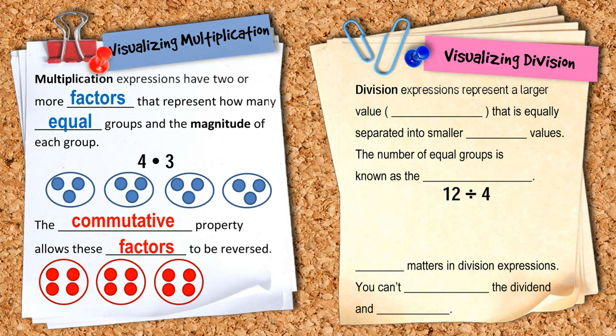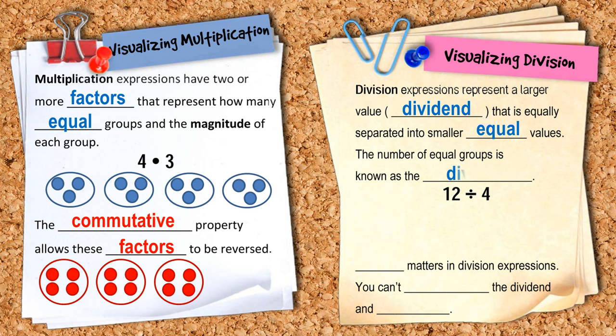Division expressions represent a larger value, which we would call the dividend. This is also the first value. This doesn't have to be larger, but in most traditional ways of thinking of division, you've probably seen it as the larger value. This is equally separated into smaller equal values. The key word is equal. We're taking and dividing it, sharing it equally.